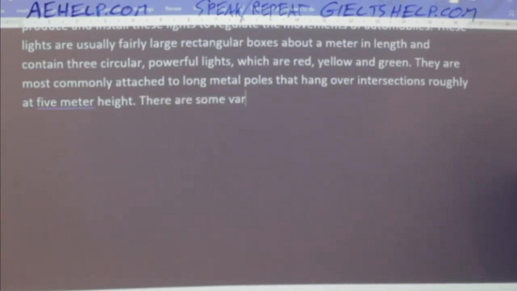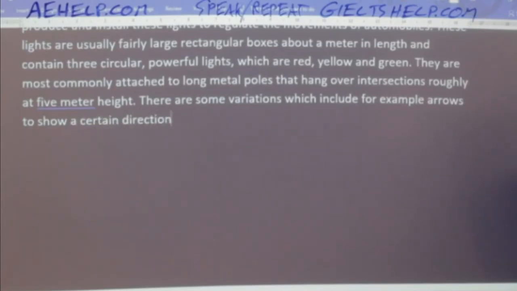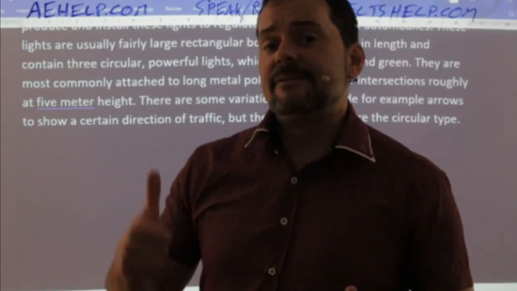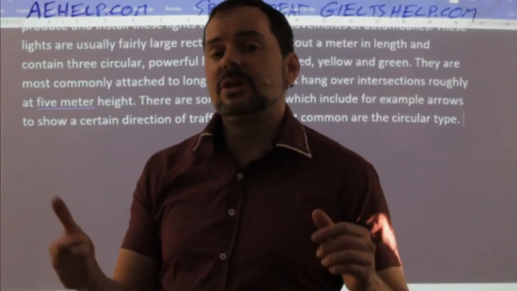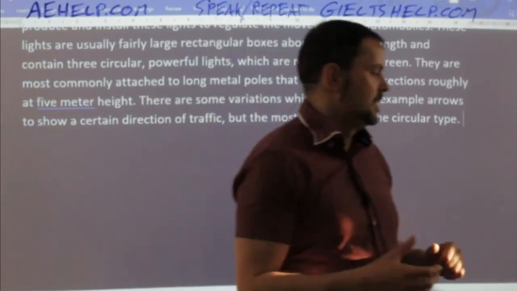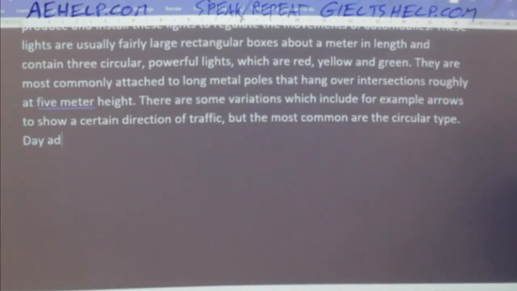There are some variations which include, for example, arrows to show a certain direction of traffic. But the most common are the circular type. Okay. Very good. Yeah. So now we have origin. We have the clear appearance here. We've introduced the topic. Now we talk about the function. Okay. So day and night.